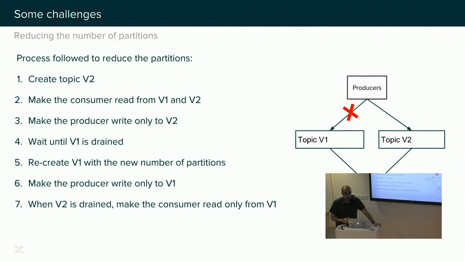And only then, when we were sure that there was no data in that topic, we were able to recreate that topic with the correct number of partitions and finally make the producer write only to that first version and have the second version of the topic drained. And finish this with having the consumer reading only from the first version. So a bit confusing, but a lot of effort going on in here just to reduce the number of partitions in the topic.